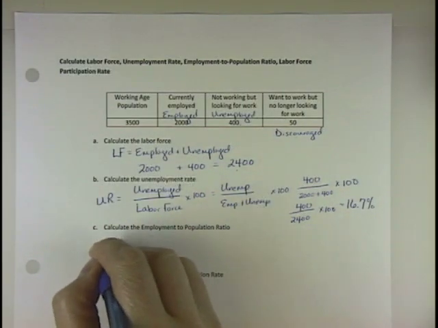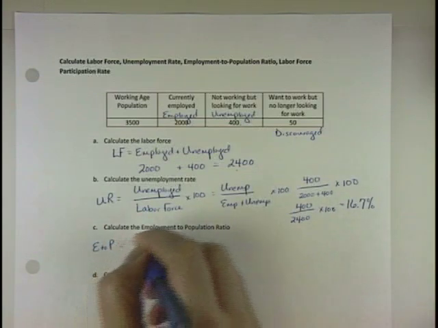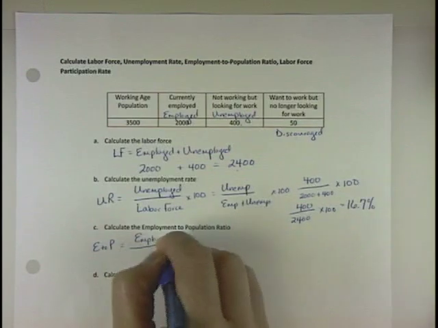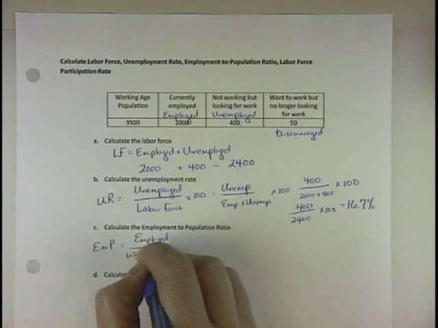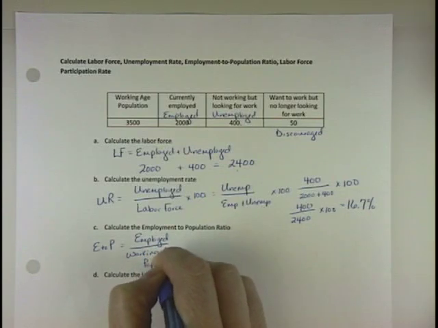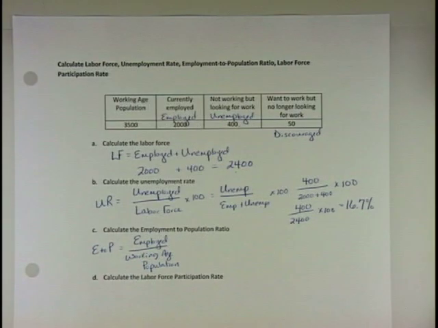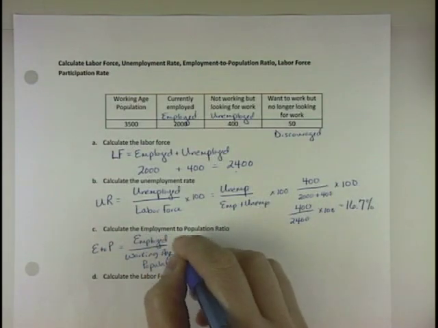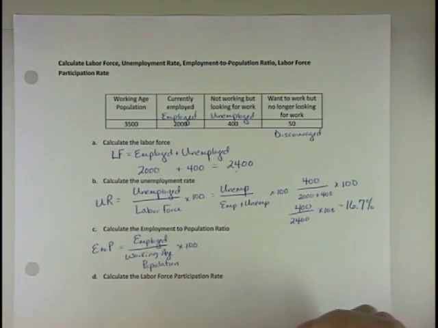Okay, so now we want to do the employment to population ratio. Okay, that's going to be employed divided by our working age population. Okay, remember those working age population, that includes those that are working, that are not working, that are discouraged, that are just not even in the labor force or in the arena, that they don't want a job. So the employed divided by the working age population, we're going to multiply that by 100.